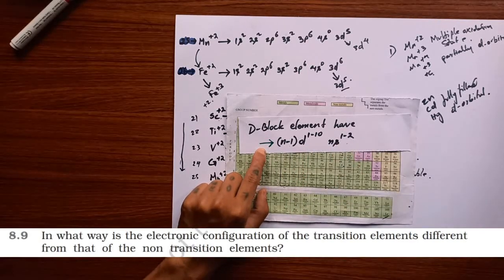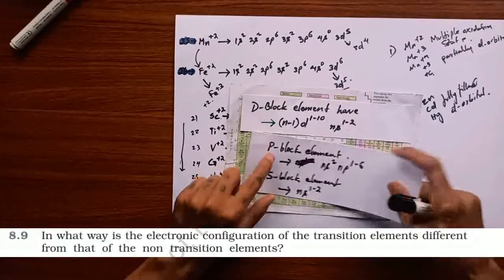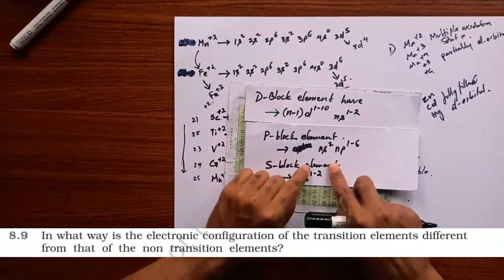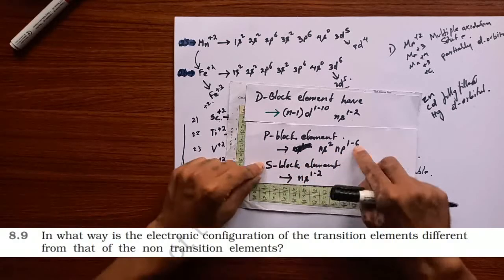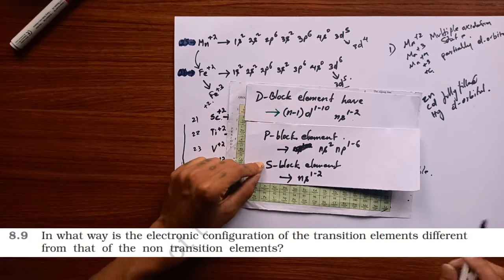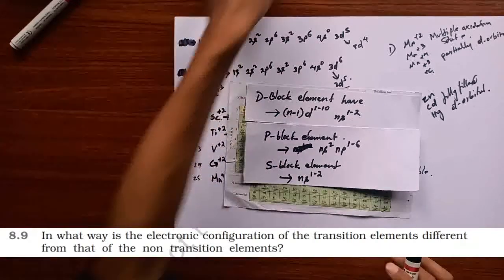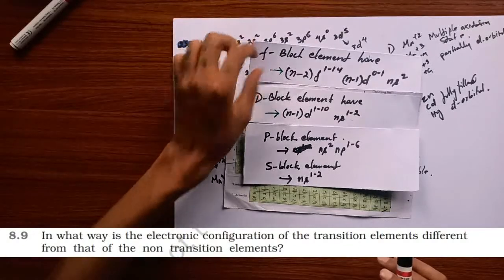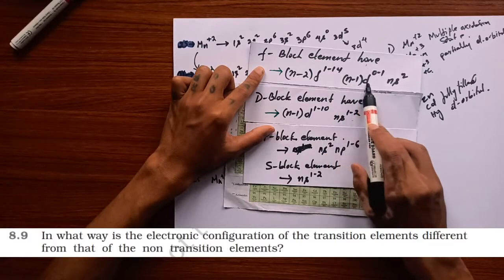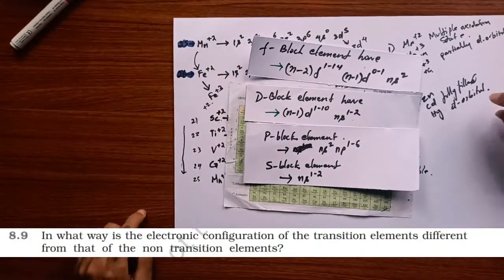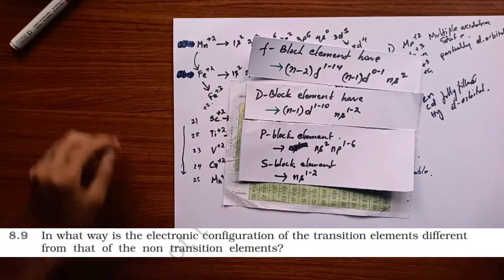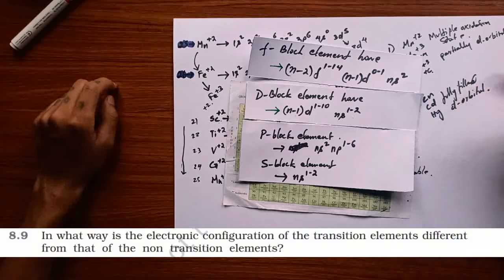If you look at the other blocks like p and s block, their general electronic configuration will look something like this. P block elements will look like ns2, np 1 to 6, and the s block elements will look like ns 1 to 2. That is their general electronic configuration. Also note that the f block elements will have (n-2)f 1 to 14, (n-1)d 0 to 1, and ns2. So these are the differences of the general electronic configuration of the different blocks.